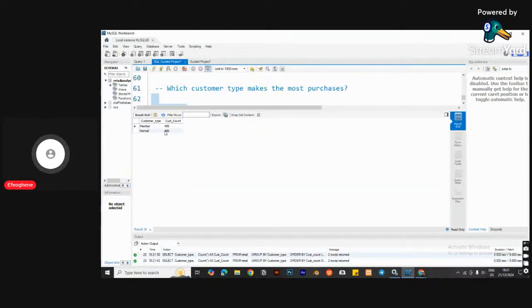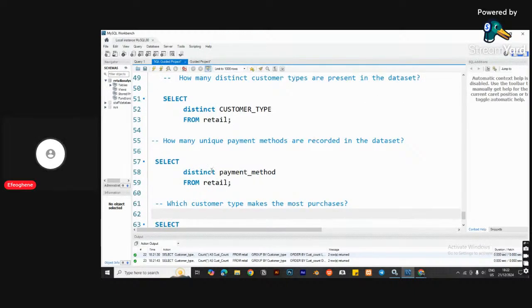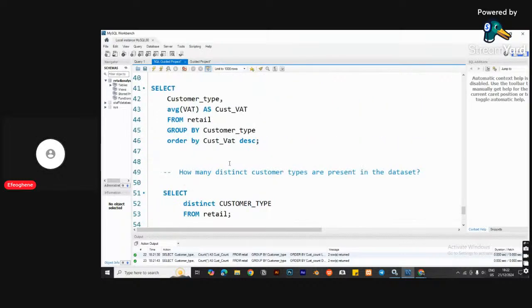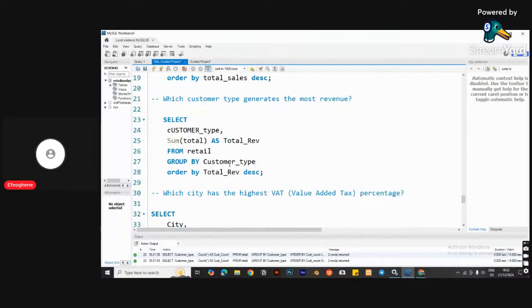So we have members. I was saying that the fact that members is topping the table, by the number of purchases they make, does not necessarily mean that they generate the most revenue. Members make the most purchases, but let's check what this data set has. I think there was something we did relating to which customer type generates the most revenue. Beautiful. So let's run this.